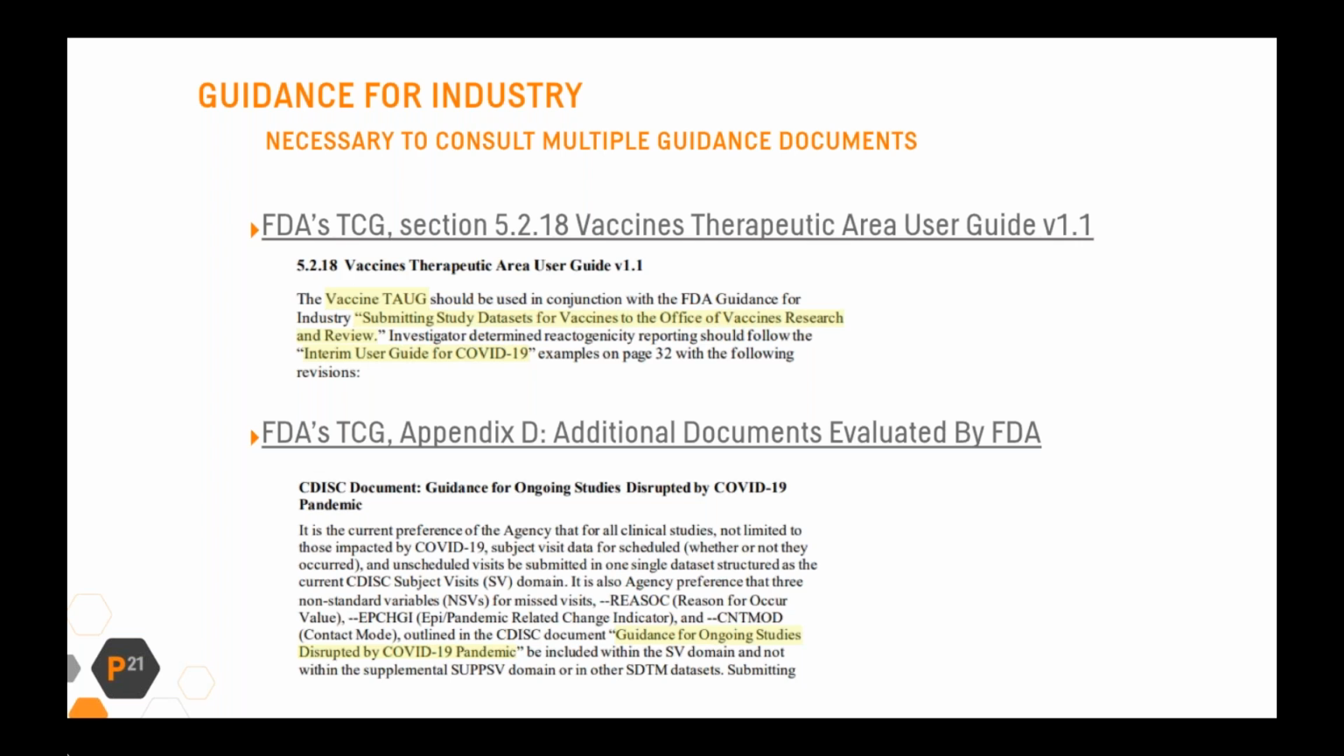So you need to be aware of what's in each of these guidances and use them together. The second passage, again, is from the TCG, it's Appendix D, and it's saying that you need to be aware of certain guidance in the guidance for ongoing studies disrupted by the COVID-19 pandemic. Like they go into how to handle the subject visits domain. In that they're specifically requesting that some new variables be included as parent variables in the SV domain and not be included as a supplemental, the SUPPSV domain.